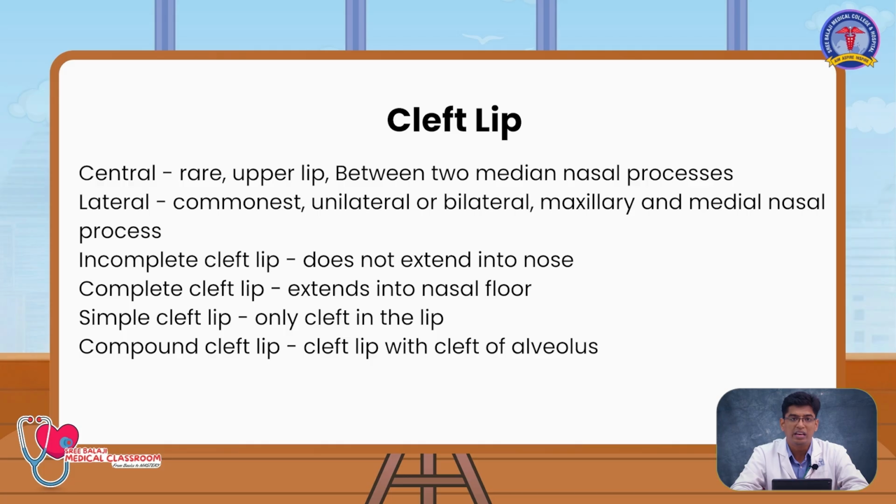Let us start on cleft lip. It can be central, which is rare and present in the upper lip between the two median nasal processes. Lateral is the commonest. It can be either unilateral or bilateral, between the maxillary and the median process, either on one side or both sides. Incomplete cleft lip does not extend into the nose, but complete cleft lip can extend into the nose and the nasal floor.